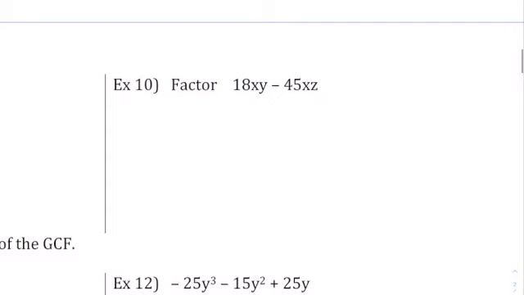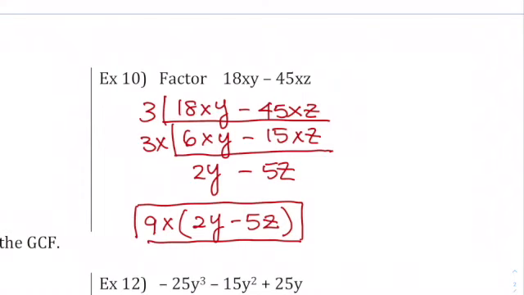Try number 10. Check back with your answer. Number 10, the answer is 9x times 2y minus 5z. And that's how you factor.